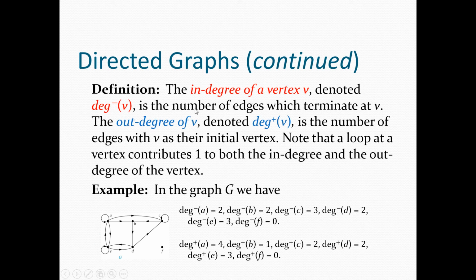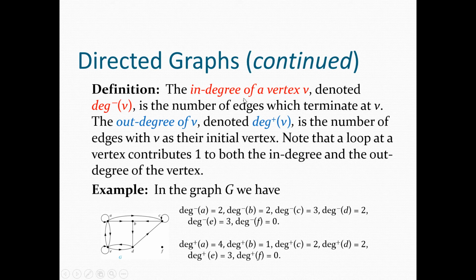Now, after defining the degree of a vertex, we are going to define the in degree and out degree of a vertex. The in degree of a vertex, denoted by degree minus of v, is the number of edges which terminate at V. All the edges whose terminal end is V, the number of such edges is called the in degree of V. And the out degree of V, denoted degree plus, is the number of edges with V as the initial vertex, right? Note that a loop at the vertex contributes 1 to both the in degree and out degree of the vertex.